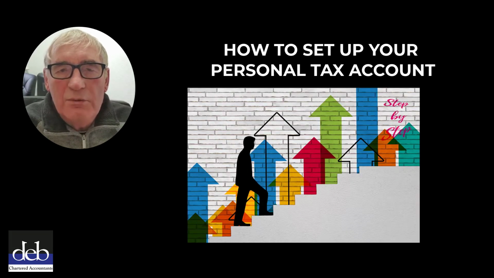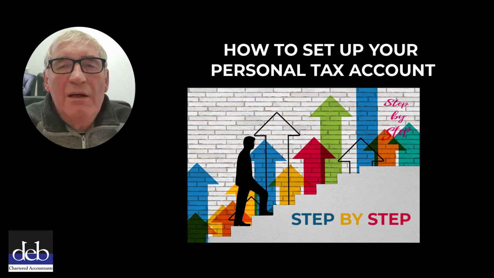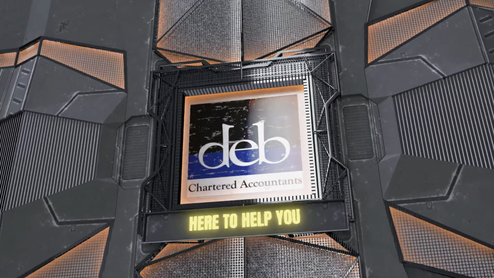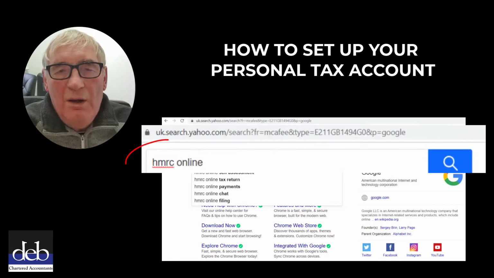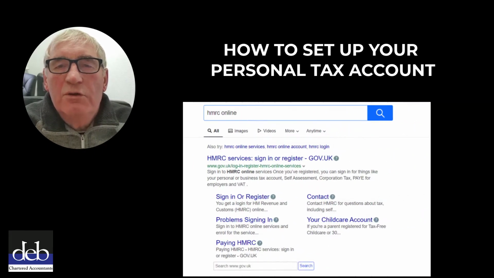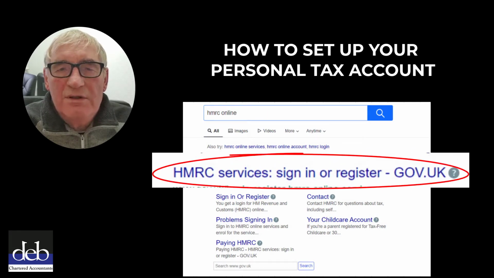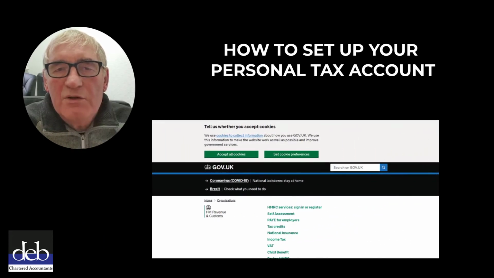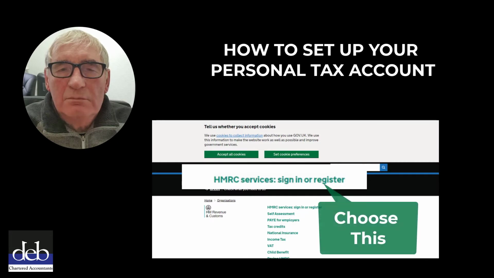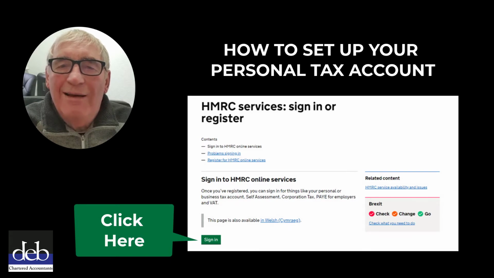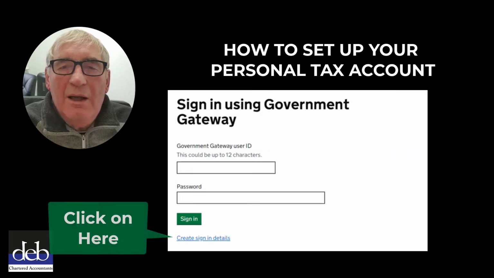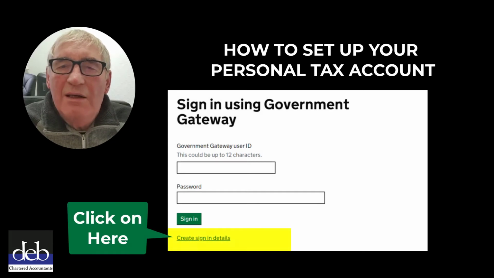This video will take you step by step through the process of signing up for an online account with HMRC. To get started, do a Google search for HMRC online. From the search result, choose HMRC Services Sign In or Register gov.uk. This will take you to this page. Click on the green button saying Sign In. On the next page, click on the link at the bottom saying Create sign-in details.